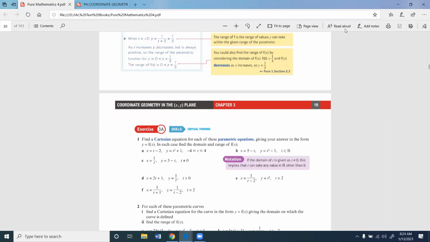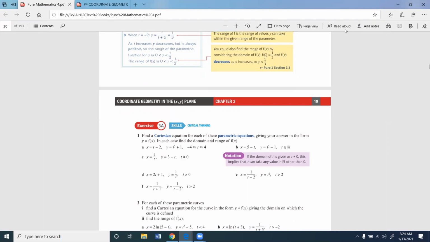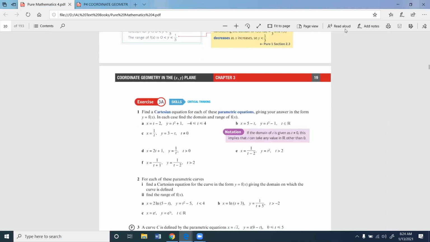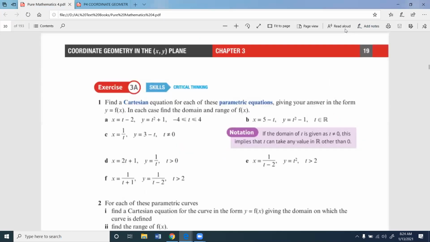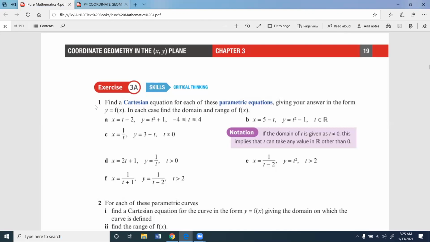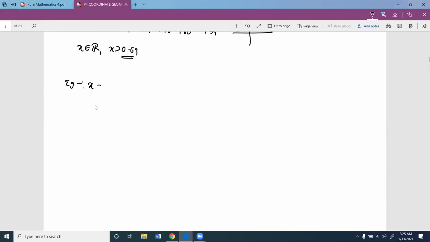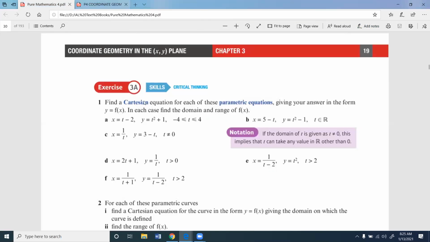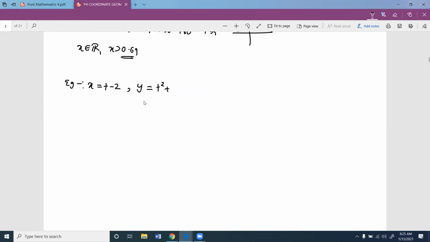They mentioned find the Cartesian equation for each of the parametric equations, giving the answer in the form of y equals fx. So what you need to do here: x equals t minus 2 and y equals t squared plus 1. Another example is if you come across x equals t minus 2 and y equals t squared plus 1. For this case, you can make t the subject from this one. So I'll label this equation as 1 and this equation as 2.